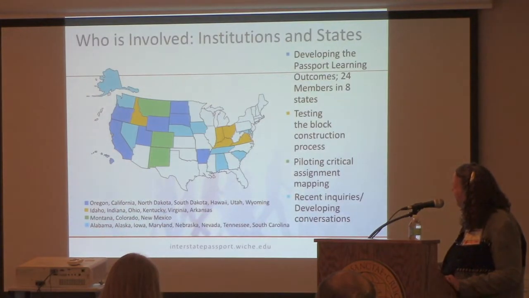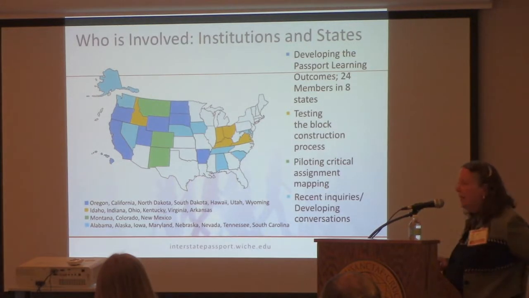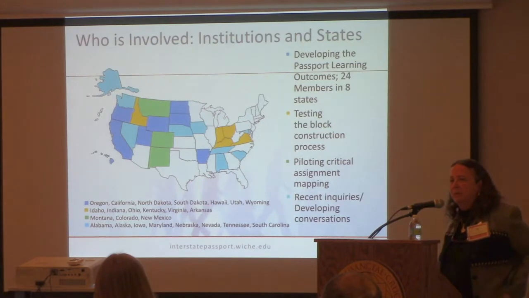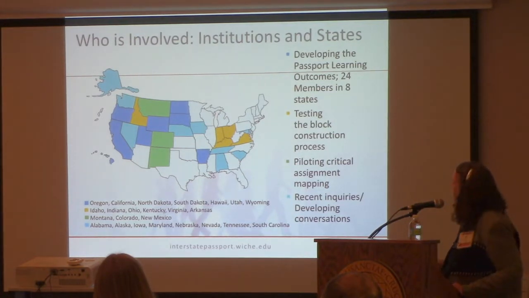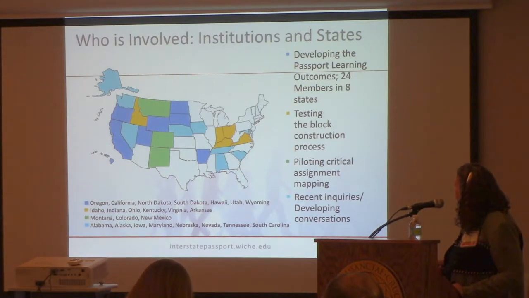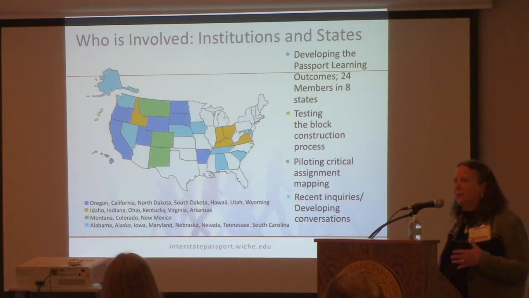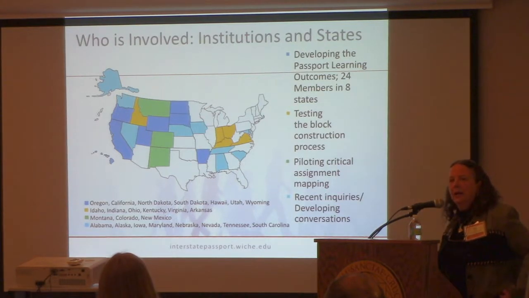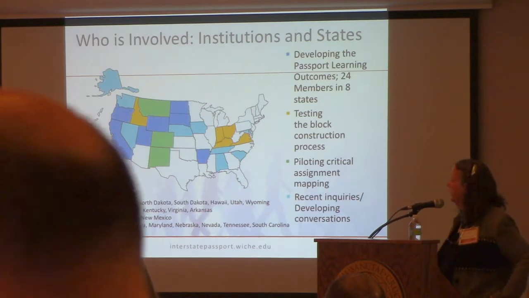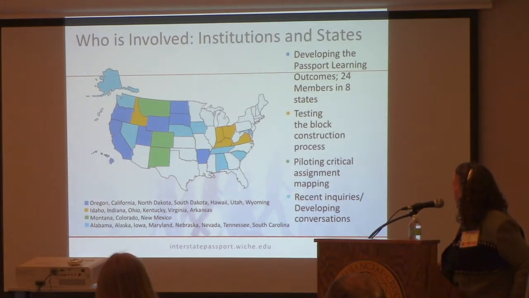And so we're beginning to work with other states. The states that you see here, the blue states, are the states where we have member institutions that are participating. The yellow states, which you see Indiana, Ohio, Virginia, Kentucky, and Idaho, are states where we had some grant support to test the constructing the passport block process, which is a menu of courses or learning outcomes by which students can achieve a passport at each institution. And that work is still ongoing in some of those states.